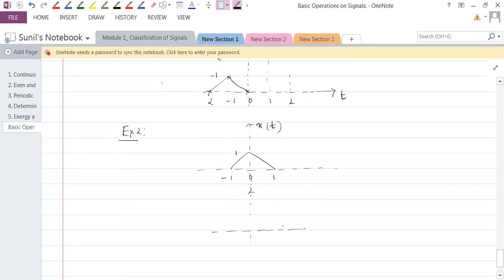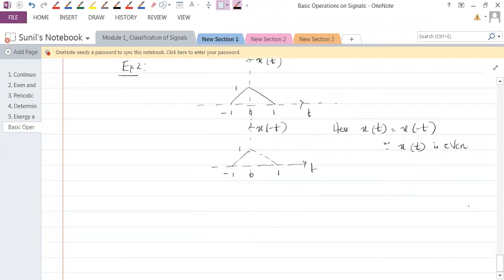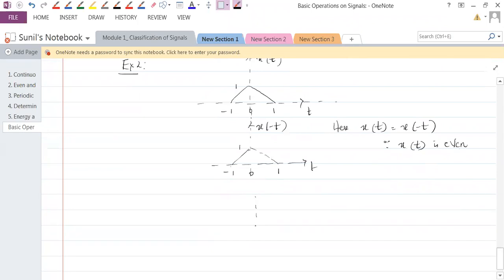x of minus t is going to be x of t only, because x of t is happening to be x of t, x of minus t is happening to be x of t. So which type of signal is this? Can anybody comment? Even signal. Good. x of t is equal to x of minus t, since x of t is even. Understand that? Similarly, if you take odd, what happens? You can see yourselves.